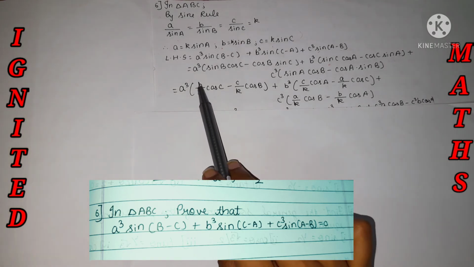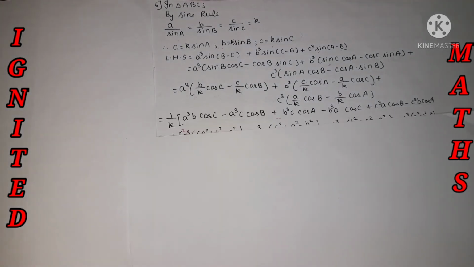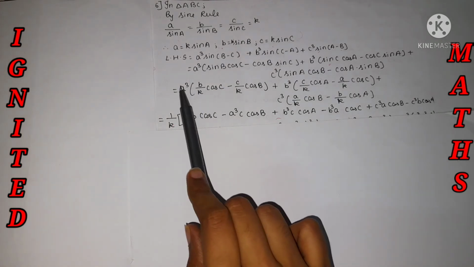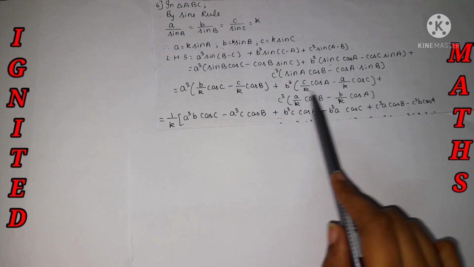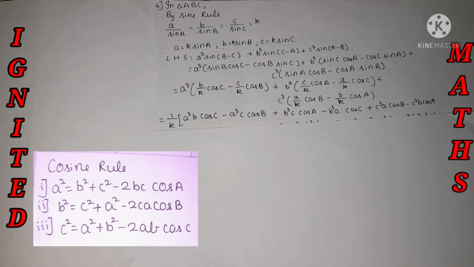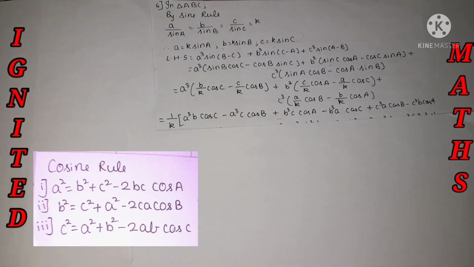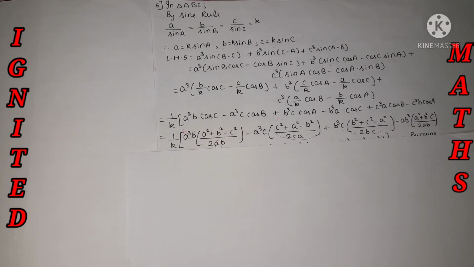Now, I'll just take 1 by k common from each and every term. So 1 by k is common, multiplied with a cube in this equation, b cube over here, c cube over here. Over here, can we use the formula of the cosine rule? cos C, cos B, cos A, the value is over here. So can we use the formula? Yes, we can absolutely use it.